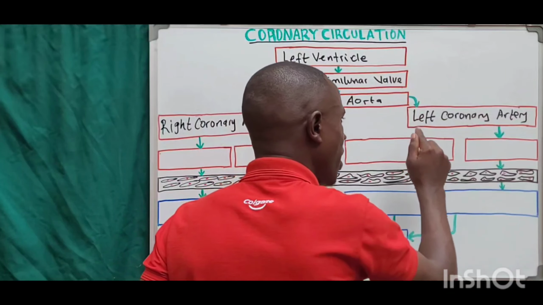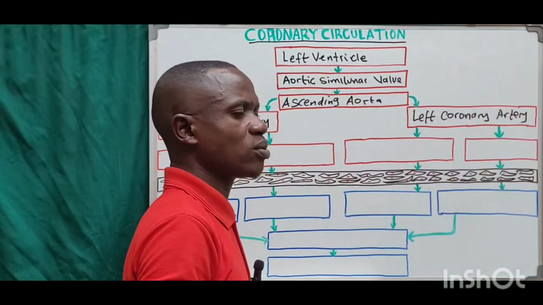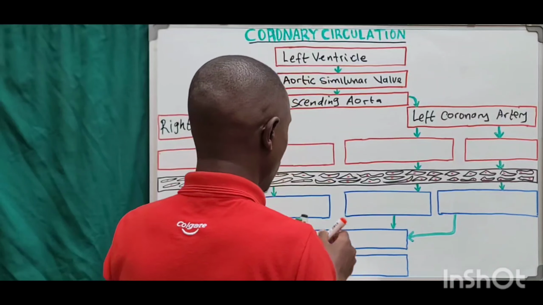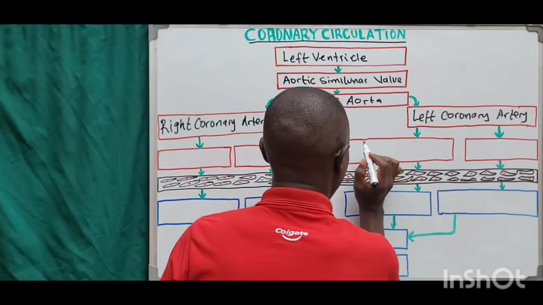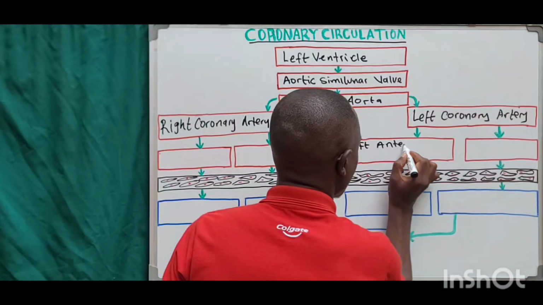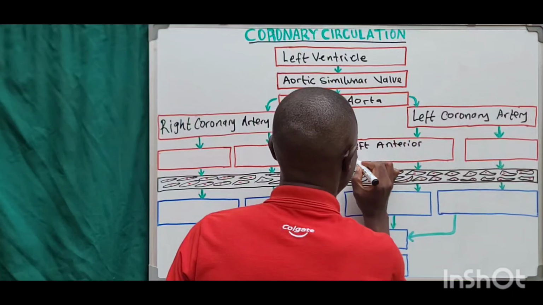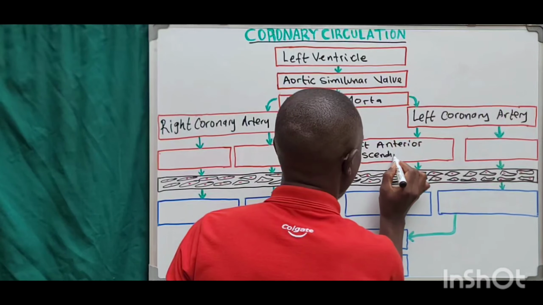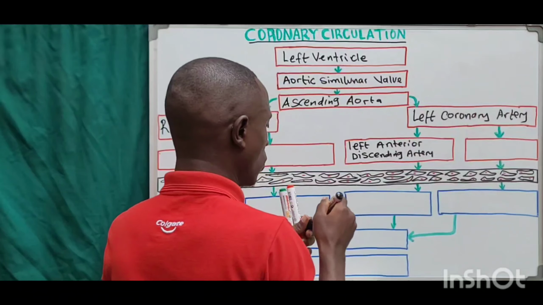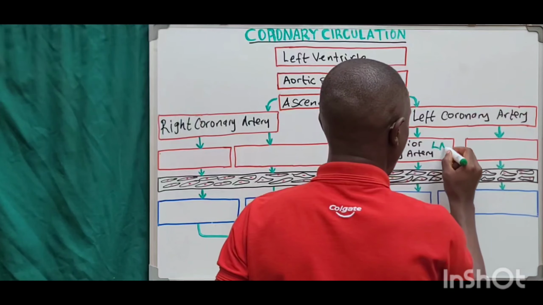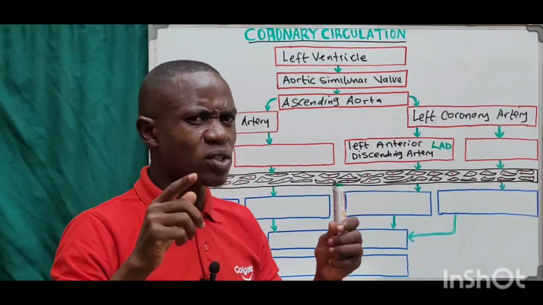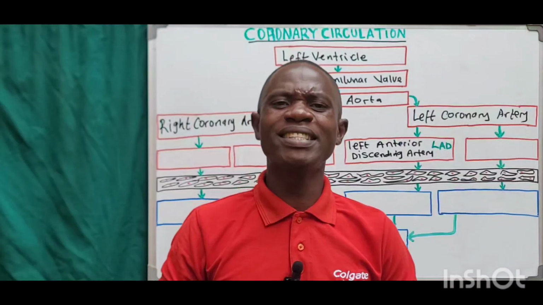But the two main branches of the left coronary artery are, first, the left anterior descending artery. Super important. The left anterior descending artery, which is sometimes pronounced as LAD.